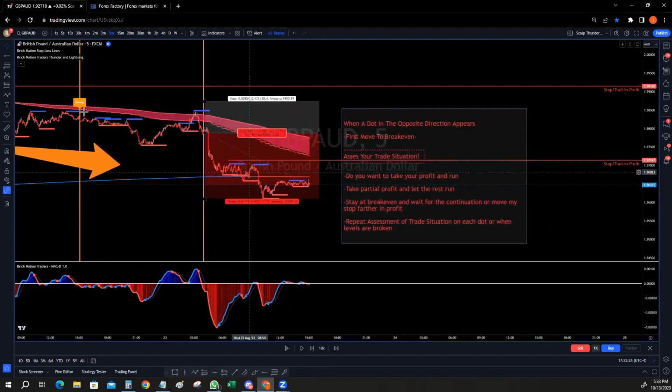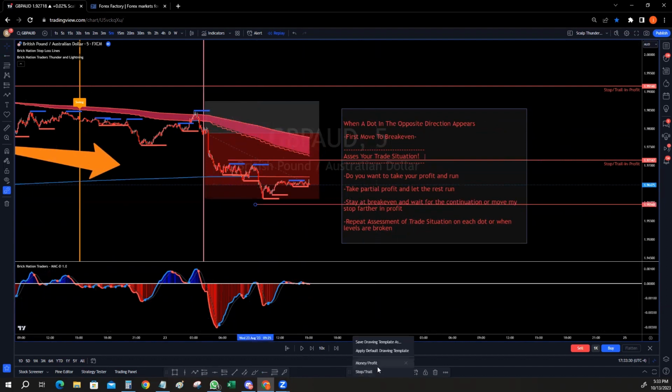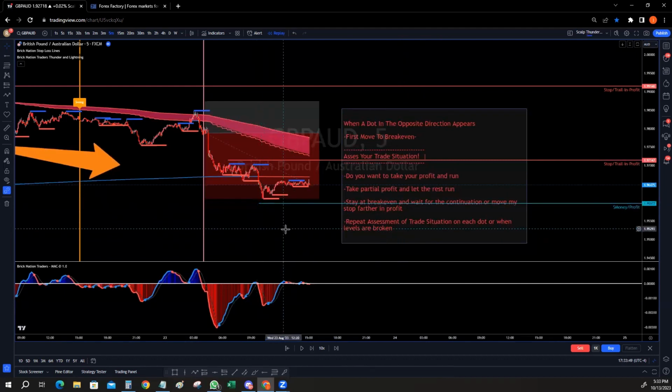And what I can do too is I can do this. I can set another alert for the line. I'll just put this and you can just go and set your own alert. And if price goes down farther, cool. You start paying attention more to dots because what is this rule here? Repeat the assessment of the trade situation on each dot or when new levels are broken. So if this drops down below here, I want to know. And if not, it's going to take me out right here. No matter what, this is a winning trade, right? And we just keep assessing the same thing over and over.